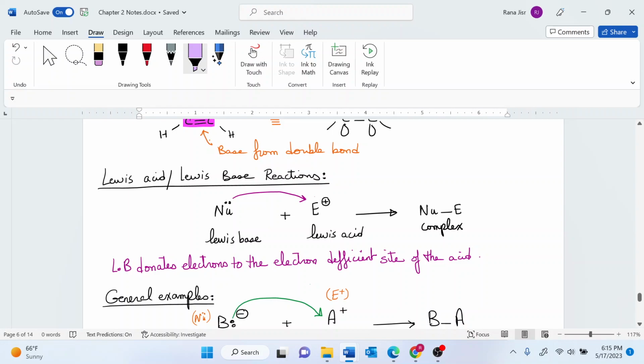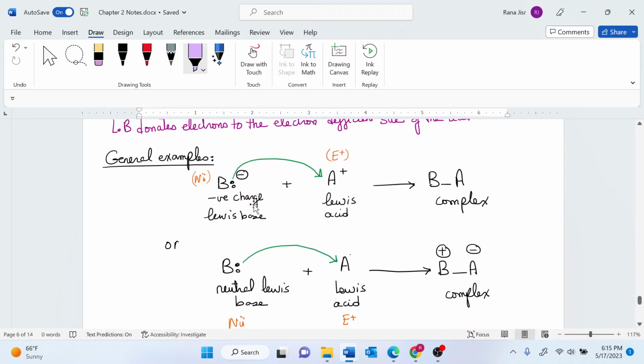The general reaction of the Lewis acid and the Lewis base is when Lewis bases react with Lewis acids. When they do that, because the Lewis acid lacks electrons, the base is going to donate its electrons, so it's going to make a covalent bond, and it's going to make a complex. There are different cases involving a charged Lewis base or a neutral Lewis base, and a charged Lewis acid and a neutral Lewis acid. So the charge of the product is going to vary.